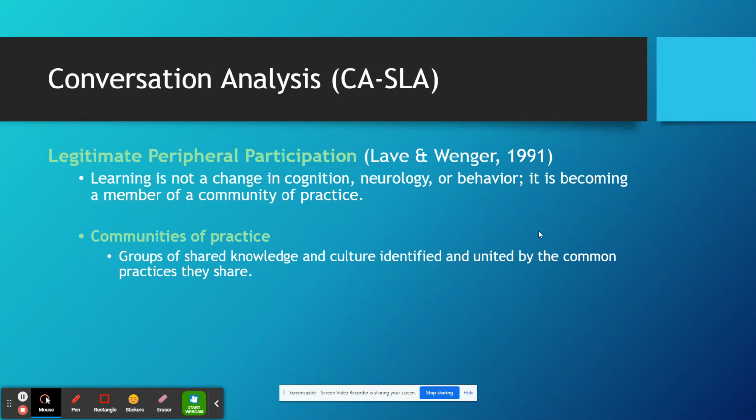In particular, Lave and Wenger were interested in how a person who is new to the group becomes a member of that group by acquiring its knowledge and culture. Their idea of situated learning, or legitimate peripheral participation, attempts to describe that process. So, in other words, an outsider tries to join that group of people who have that common practice. In this process, learning is not a change in cognition, neurology, or behavior, but it is the process of becoming a member of a community of practice.